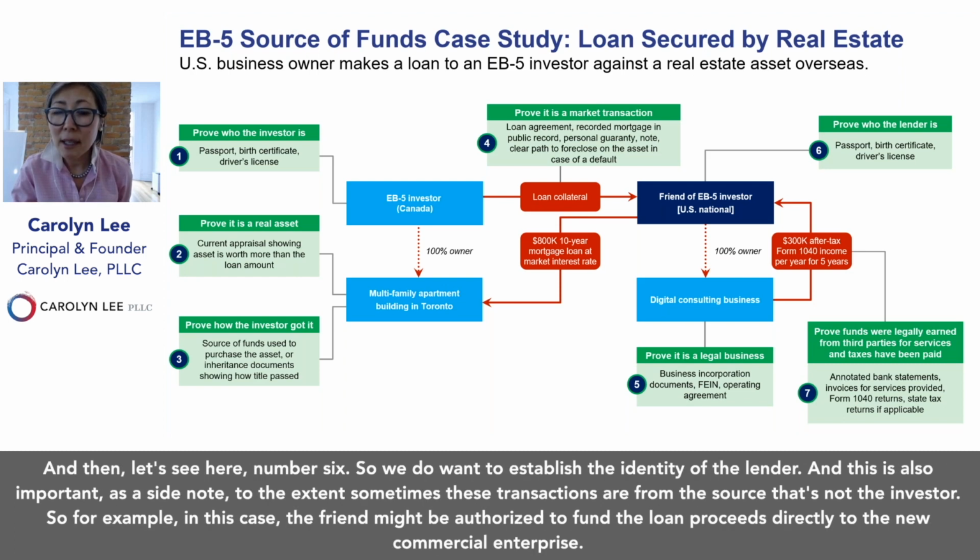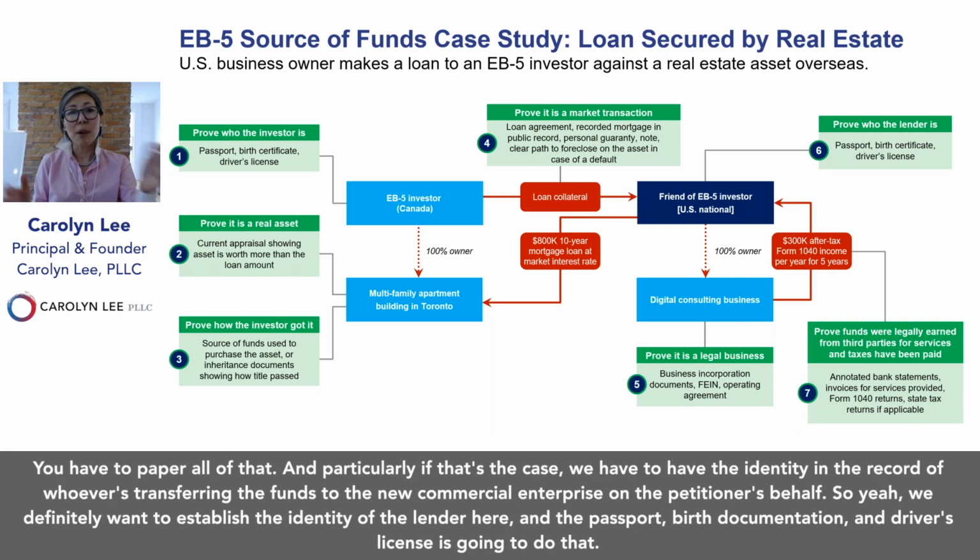And then let's see here, number 6. Right, so we do want to establish the identity of the lender. And this is also important, as a side note, to the extent sometimes these transactions are from a source that's not the investor. So for example, in this case, the friend might be authorized to fund the loan proceeds directly to the new commercial enterprise. You have to paper all of that. And particularly if that's the case, we have to have in the record the identity of whoever is transferring the funds to the new commercial enterprise on the petitioner's behalf.